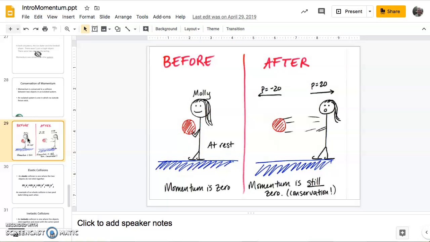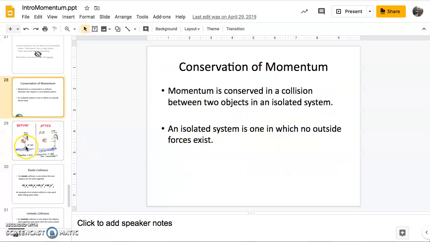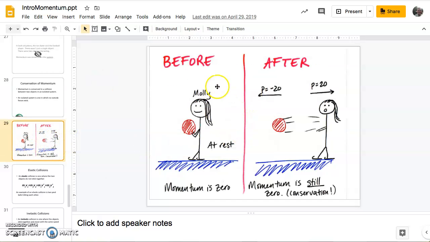So right here, everything's not moving, right? We know that momentum is mass times velocity. If my velocity is 0, the momentum is 0 here, right? Once she pushes this ball away, that ball is moving. It has some momentum. So that means that she is going to have to cancel that out by moving in the other direction, okay?